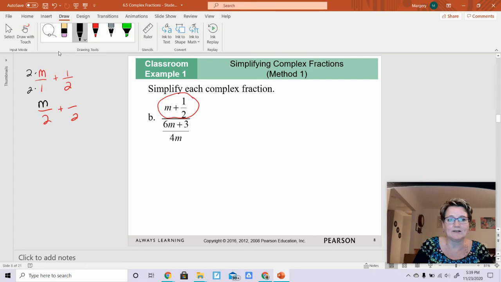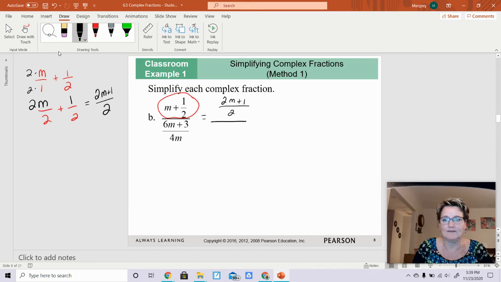So in the numerator, it's going to be 2m, and then this is 1. So 2 is my denominator, and my numerator is 2m plus 1. So this is going to be 2m plus 1 all over 2 divided by.